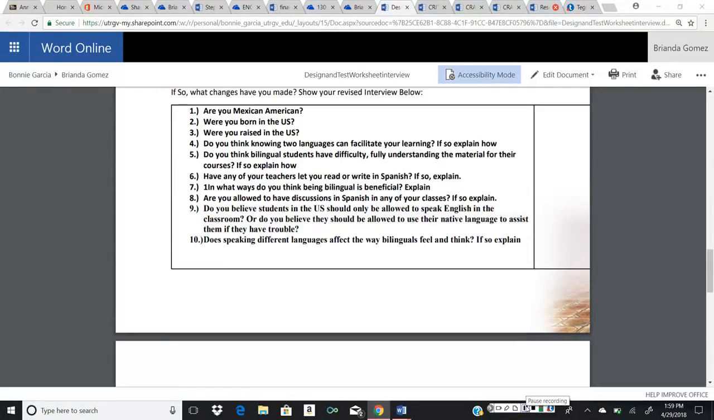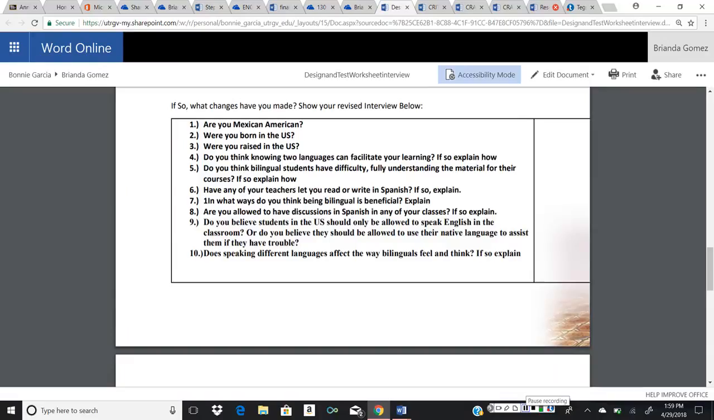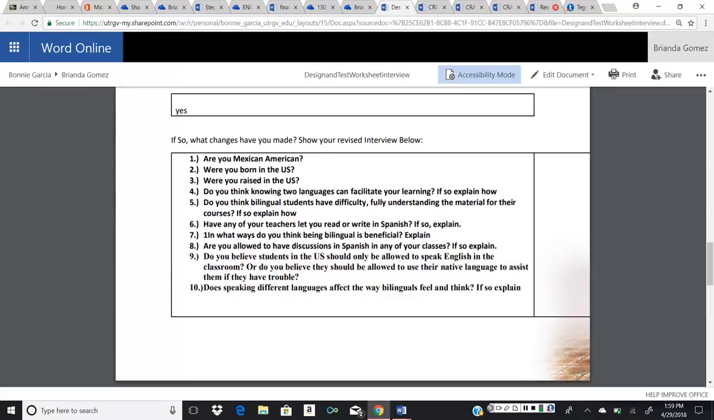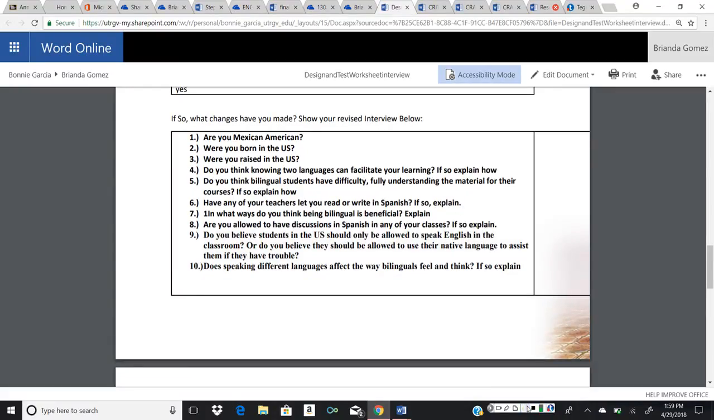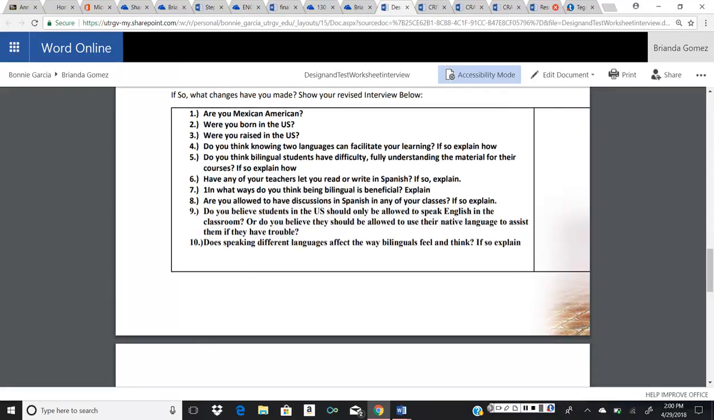Then I wanted to know how my interviewees were introduced to the English language. So I asked, were they born in the US or were they raised in the US? To know when they got introduced to the language.